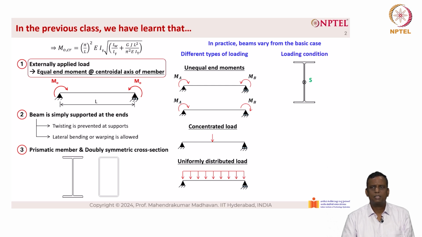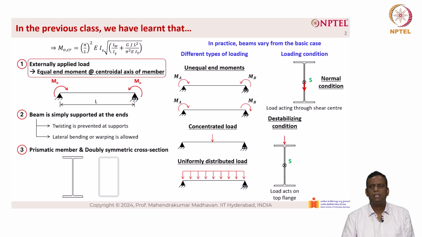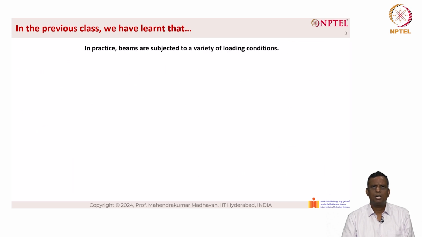The loading conditions can also be such that the load is applied at the shear center, which is called the normal condition. The destabilizing condition is the one where the load is applied at the top flange, and the restoring condition can be such that the load is acting at the bottom flange. In practice, beams are subjected to a variety of loading conditions.